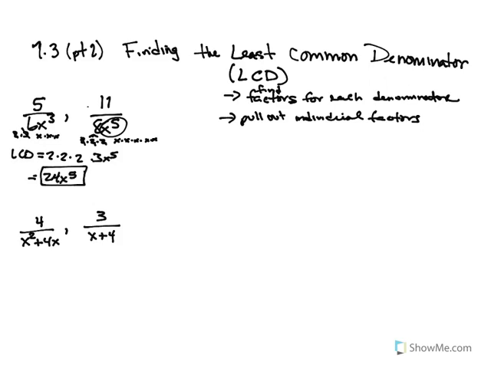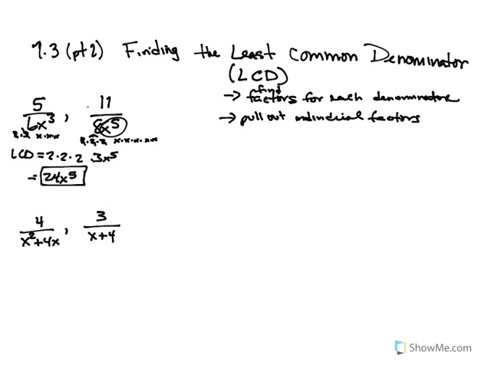Okay, so when you look at it, 6 and 8, the smallest number 6 and 8 can both divide into is 24. And then x cubed and x to the fifth, the smallest one that they could both divide into would be x to the fifth.